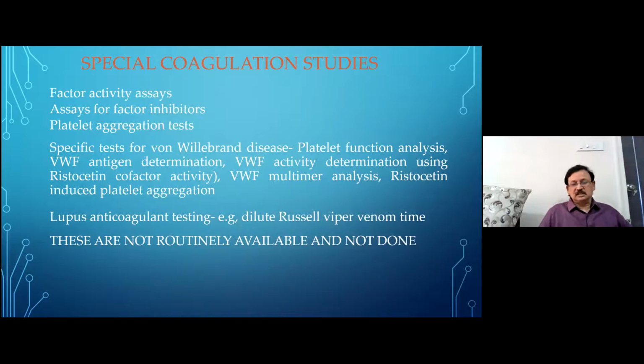Lupus anticoagulant testing, for example, dilute Russell viper venom time. All these things are to be done in case we know exactly what the patient is having, prior to taking him for any elective or emergency surgical procedure.